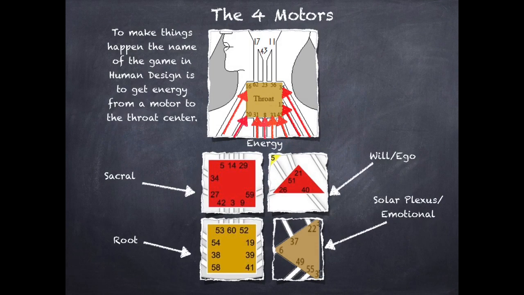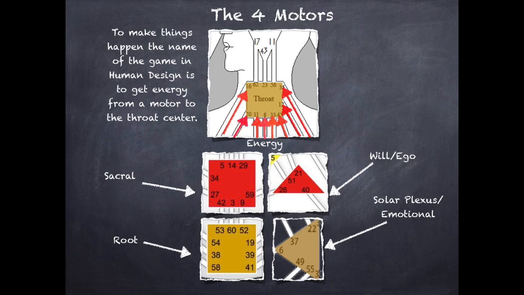If you watched any of my other videos, you might have seen this diagram already. But for those who haven't, here's a brief description of what a motor is and how it works in a human design body graph. In human design, there are 4 motors in the body graph, the strongest of which is the sacral motor. And the weakest motor is the root motor because that's the furthest away from the throat. And the name of the game in human design is to get energy to the throat. And when you have a motor to the throat, it means the energy gets to the throat much faster.